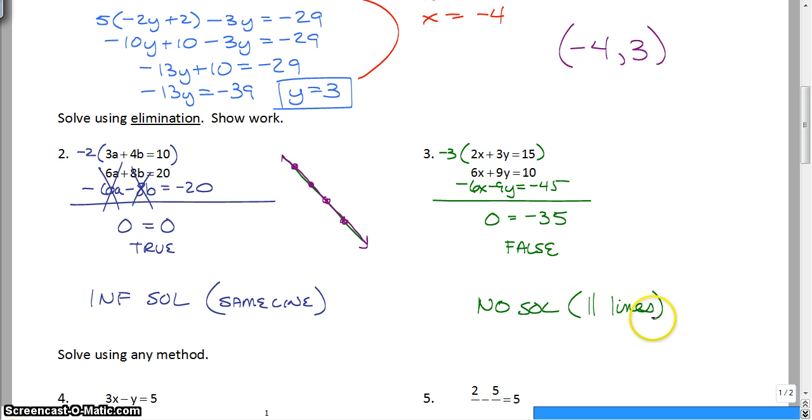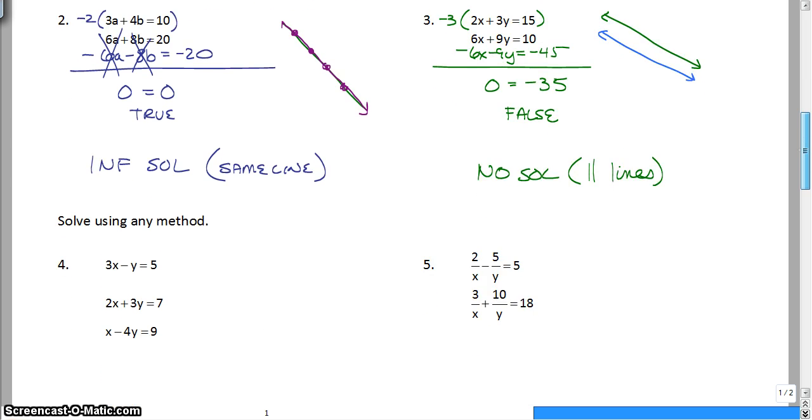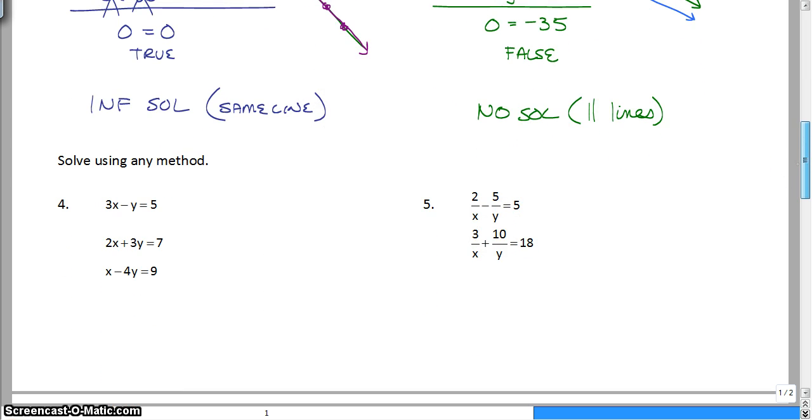If we were to graph both of these lines, you would have a little something that looks like this. We would have the first one, and then you'd have another one, and they'd be running parallel to one another, which means they're never going to intersect, which means they have no solution. Now, not all elimination problems are going to be either infinite solution or no solution. You can get solutions. This is just for the purpose of seeing multiple different types of answers that you can get with systems.